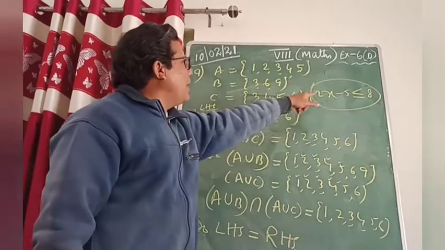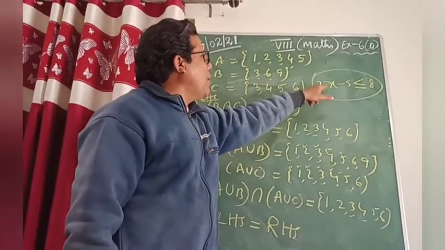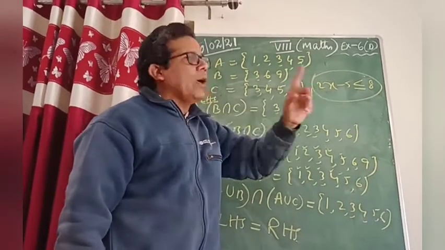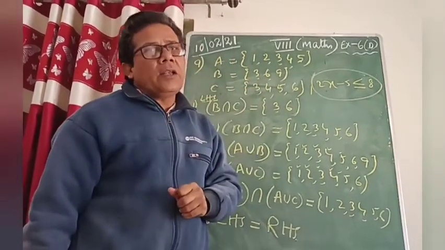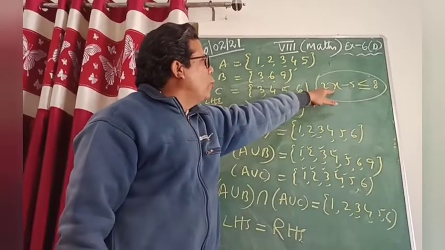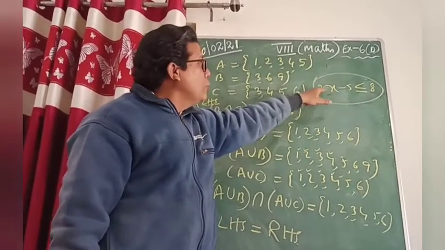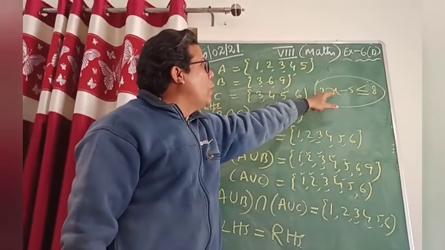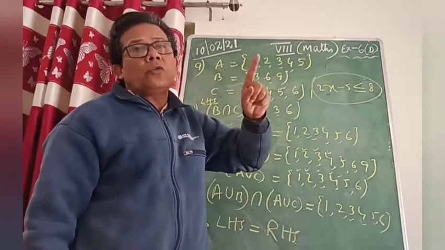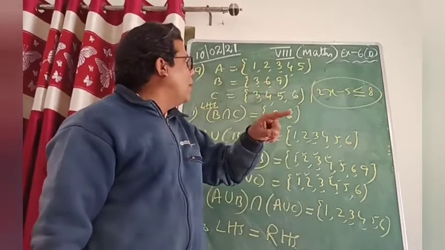Like if I take 1 as x, what will come? 2 into 1 equal to 2. 2 minus 5, the answer will come minus 3. It is not a natural number. If I take x as 2, 2 is a natural number. So 2 into 2 equal to 4. 4 minus 5 will become minus 1. So that is also not a natural number.